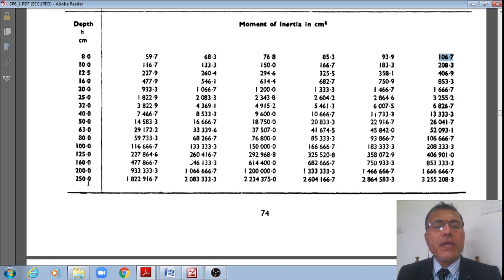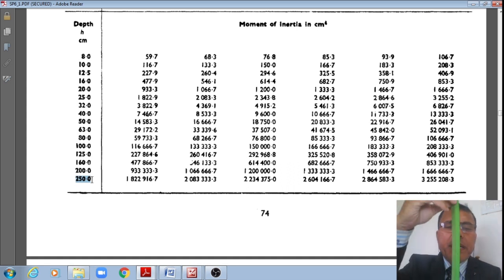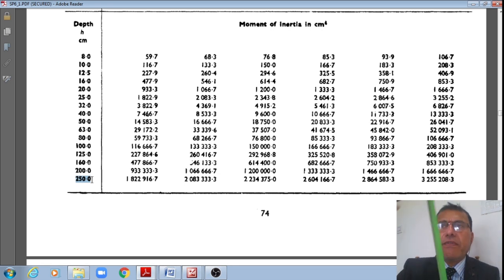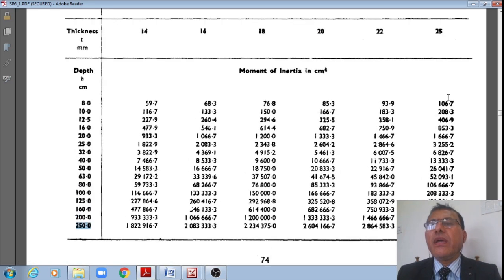Likewise, if a plate of 250 centimeters, means a large depth plate, right? 2.5 meters, right? Welded plate girder sections, generally they will be used for welded plate girder sections like this, right? 2.5 meter depth can furnish with a 25 plate thickness of, you can see the value, student, right? A large amount of inertia, right?